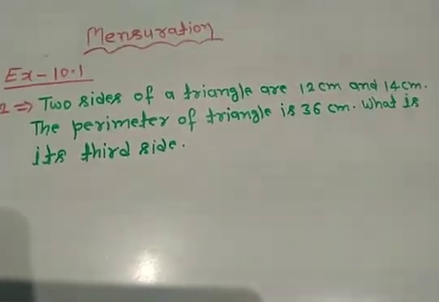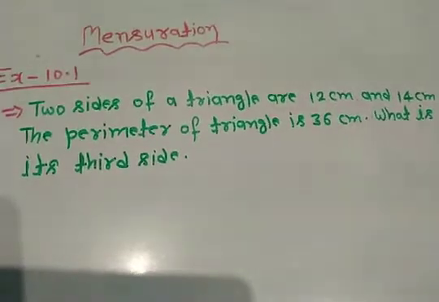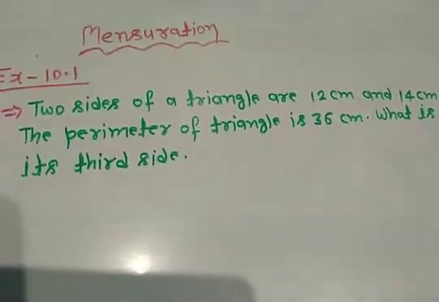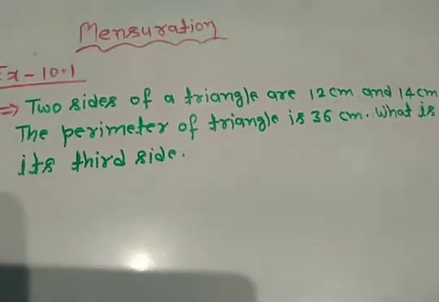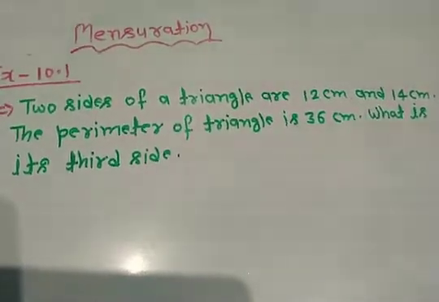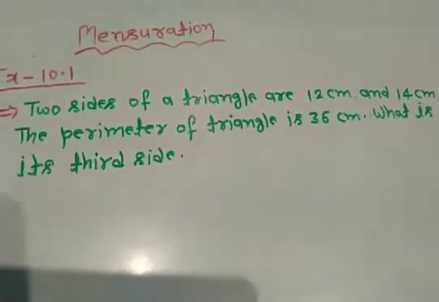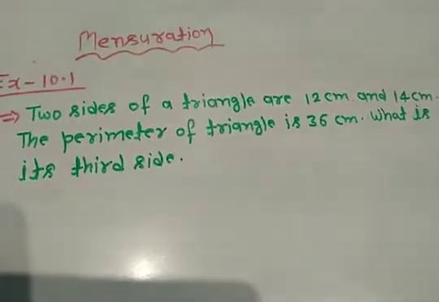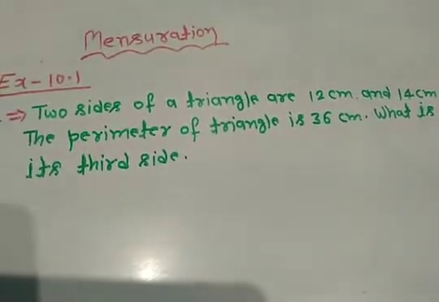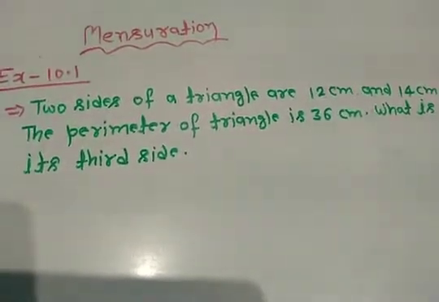So the perimeter of a triangle, you know, is the sum of all three sides. Here the perimeter is given, so we find the third side of this triangle. We use the formula: third side is equal to perimeter minus sum of two sides. Let's see how to solve it.